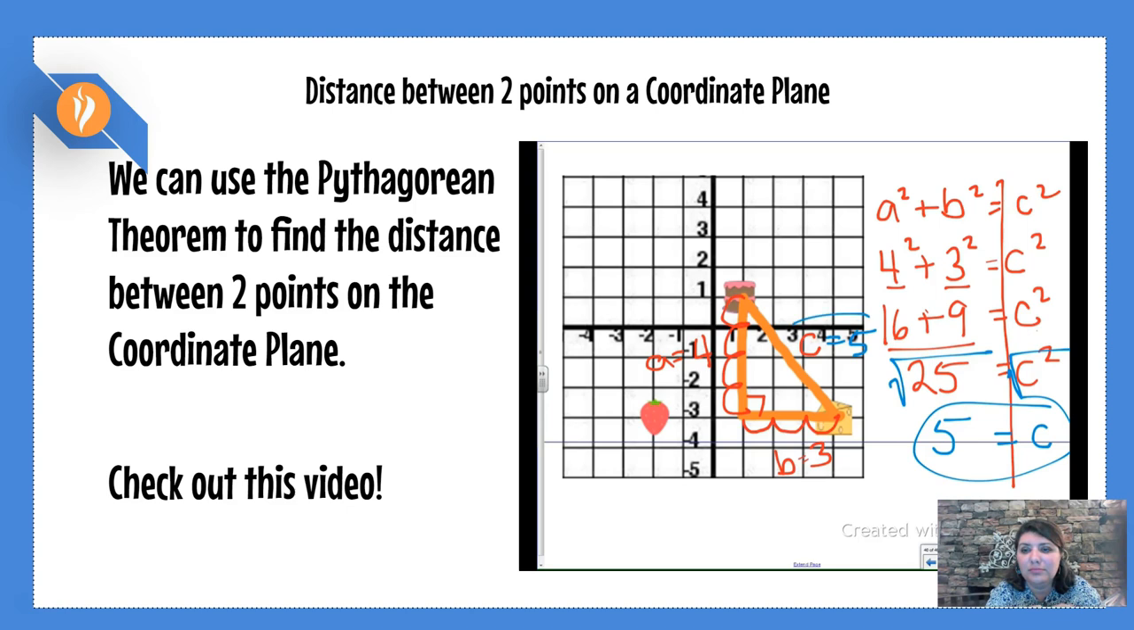And so now I've found out that my delicious looking cake is 5 units away from my fabulous piece of cheese. So that's one way we can use Pythagorean theorem on a coordinate plane.